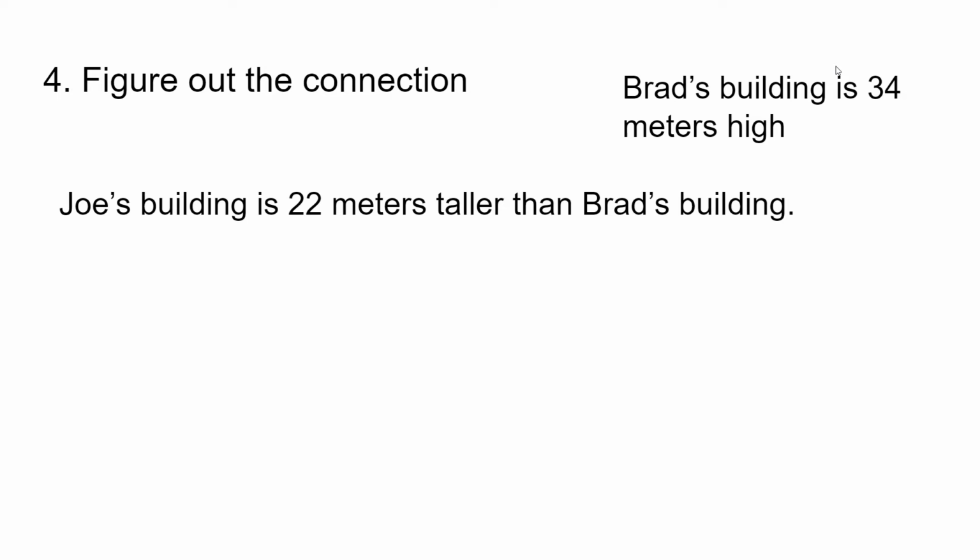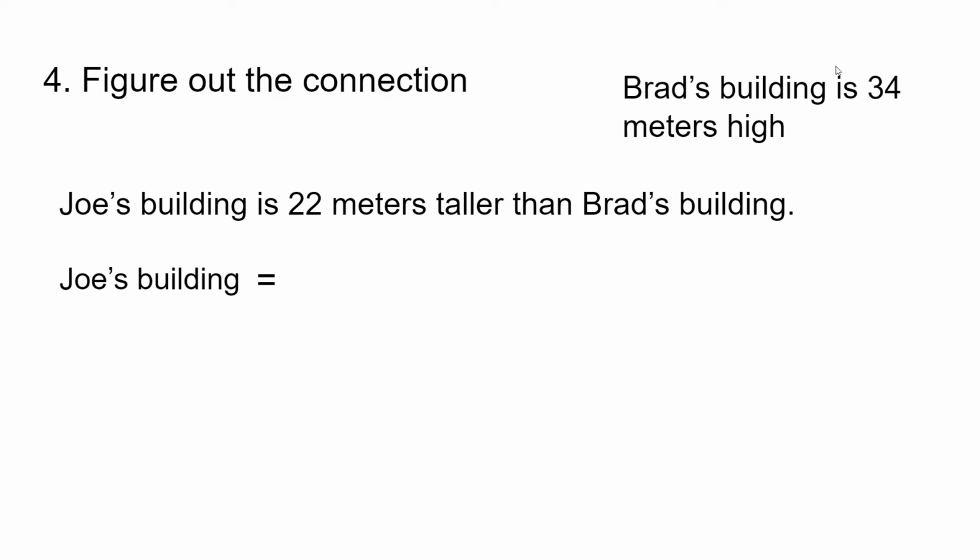So we're going to look at the first couple words. Joe's building. That's what we don't know, so we're just going to leave it as Joe's building. Next word, is. If you remember from one of the other slides, we said is means equals. So we're going to write an equal sign instead of is. Perfect. Next, 22 meters taller than.